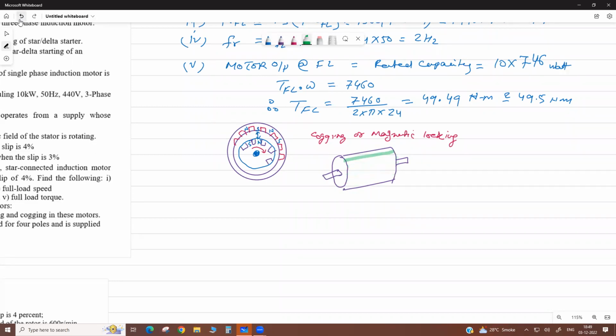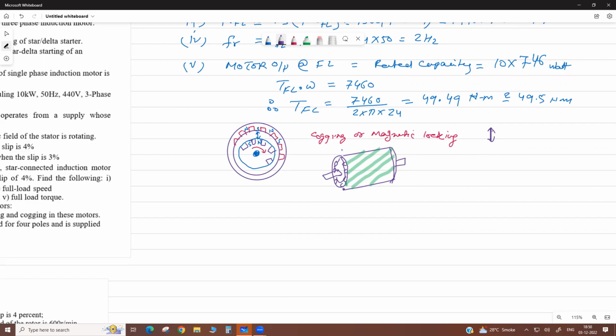What we do actually, we skew the slots at some angle, like this. We put them like this, okay? So suppose this is your rotor slots. At both ends, they are short circuited also. So throughout the length they are not aligned. It means we weaken the magnetic alignment force between the stator and rotor.